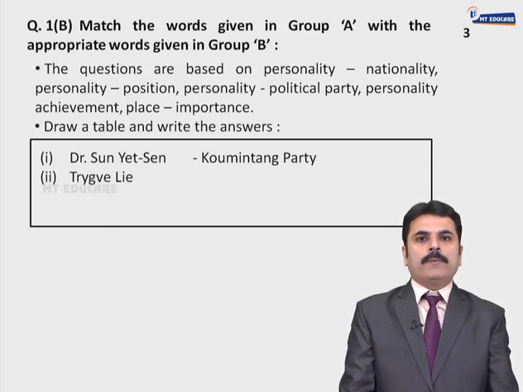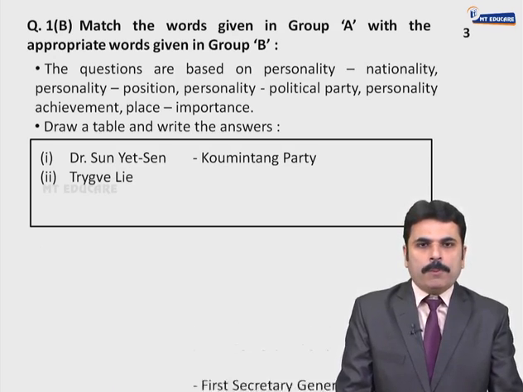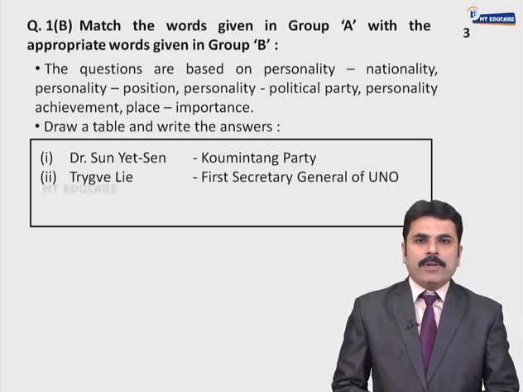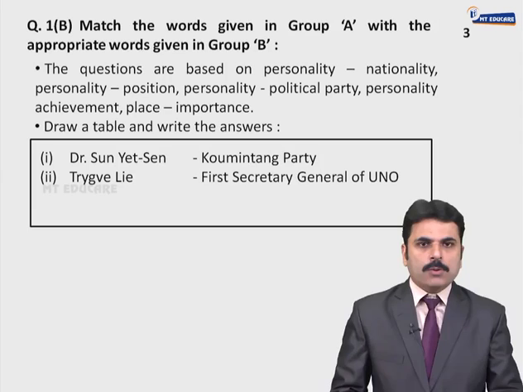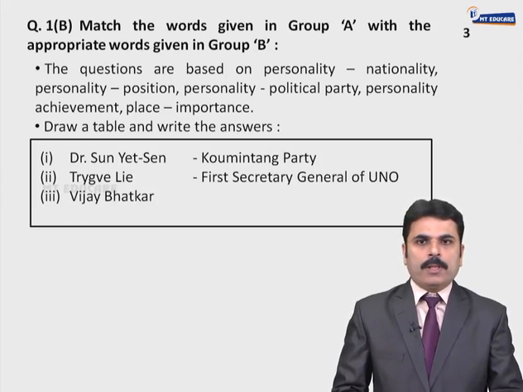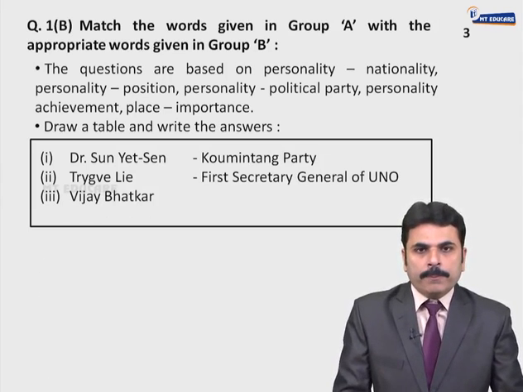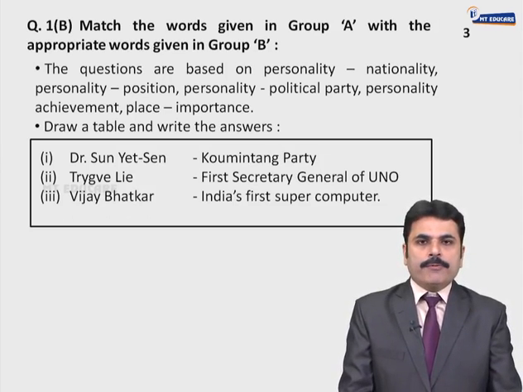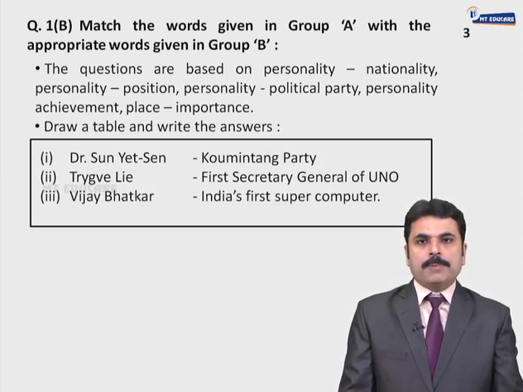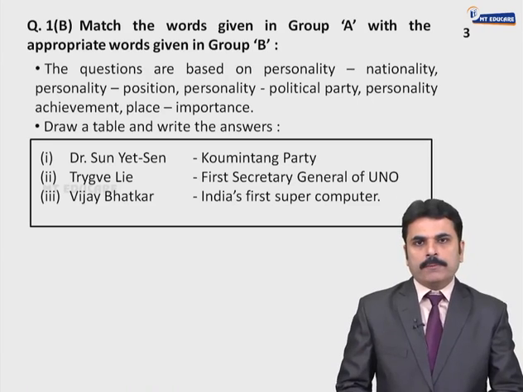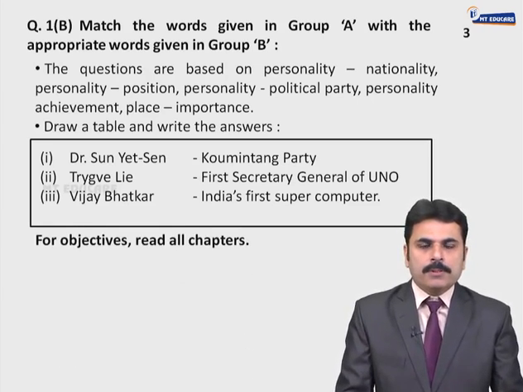Trygve Lie, what was the position that he was occupying? Well, he was the first Secretary General of United Nations Organization. And the third one, Vijay Bhatkar, India's first supercomputer. That's personality and achievement. So for match the columns, again you're supposed to read all the chapters.